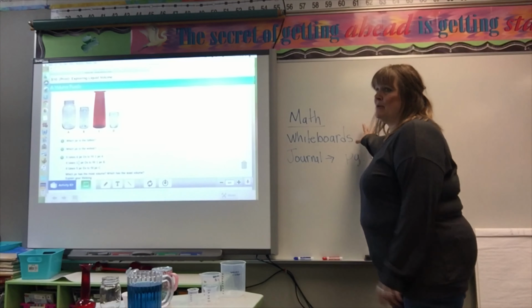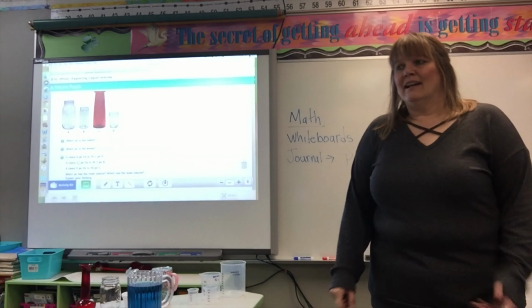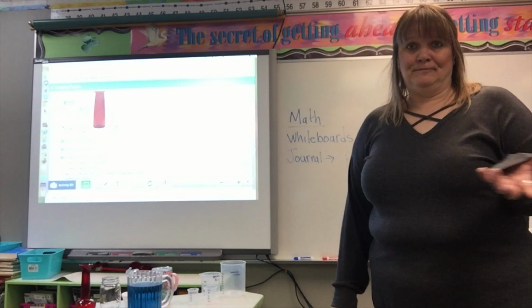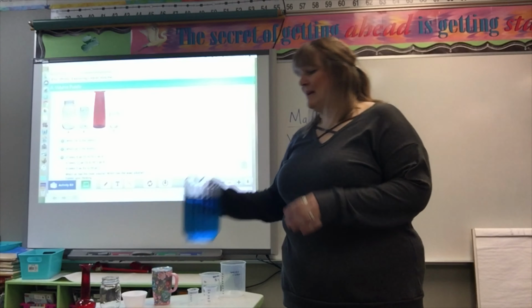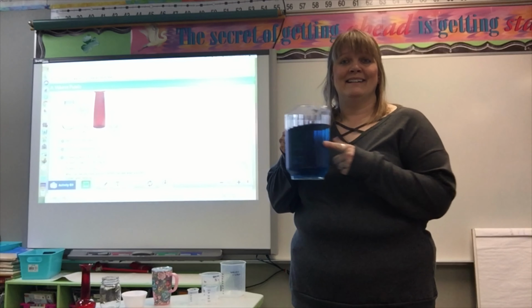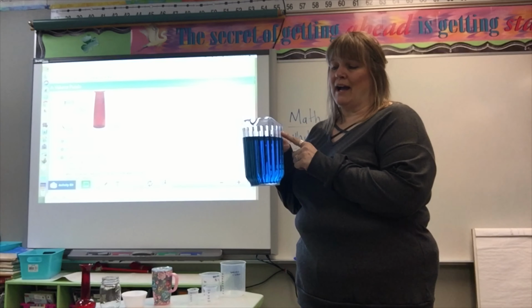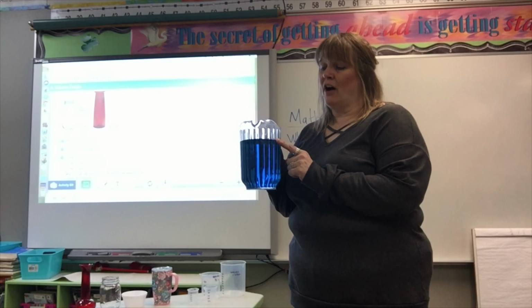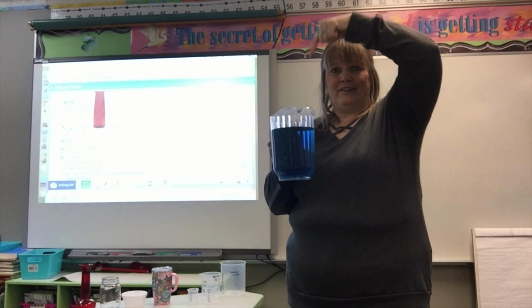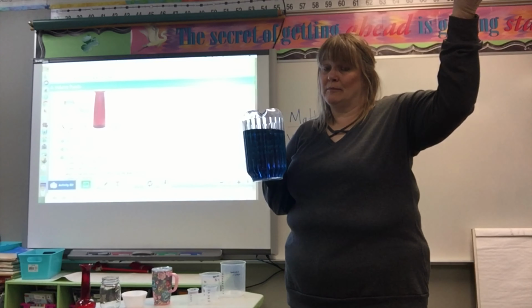So today you need your whiteboards and your journal will be on page 219. Now today's topic is volume. What is volume? Well, volume is the amount of space that liquid takes up in a jar, in a container. So I colored this water blue so that you'd be able to see it a little bit better. So volume is how much water, blue water, is in this pitcher. I don't know. That's what we're going to learn about today.